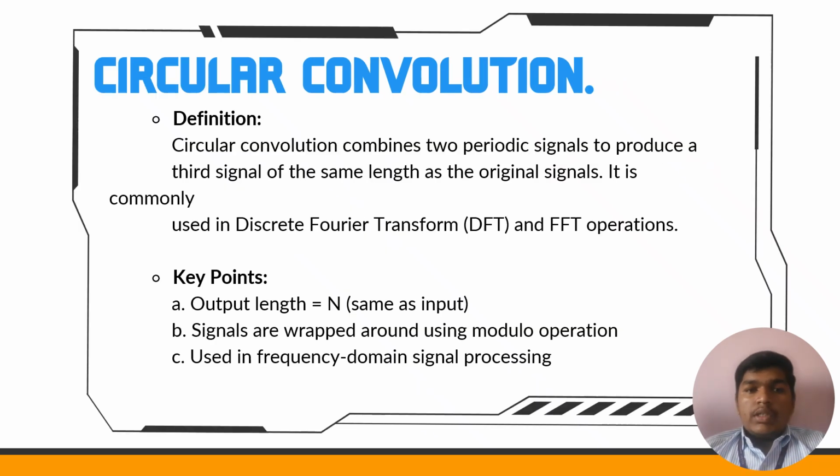First, circular convolution. Circular convolution combines two periodic signals to produce a third signal of the same length as the original ones. It wraps the signal around using a modulo operation. The key points are: output length is equal to the input length, that is N. It is used in frequency domain processing.